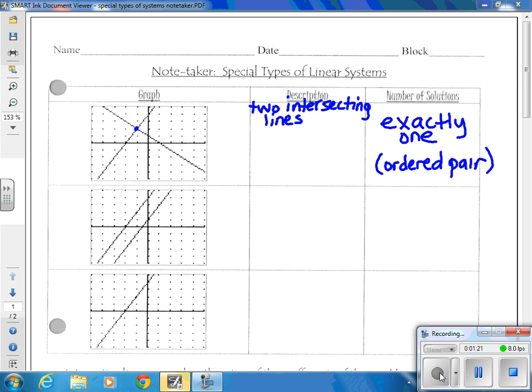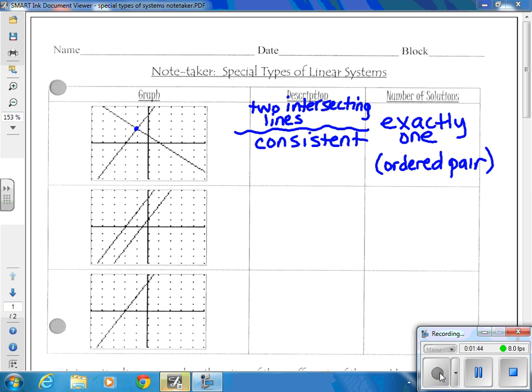And because it is two lines that intersect each other, there are two vocabulary words that fit along with a system that does this. The first one is that any system that crosses at one point is known to be consistent. Okay. And basically what you need to remember with consistent is that it consistently touches in one spot. It's all about how often it touches.